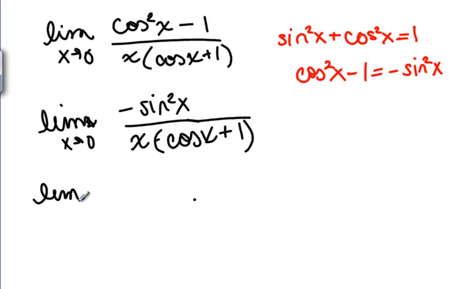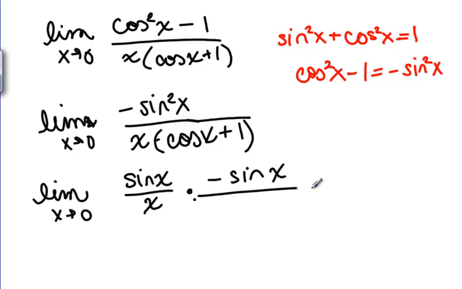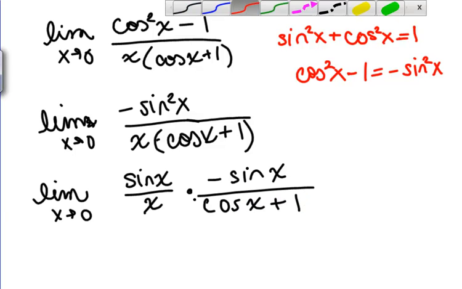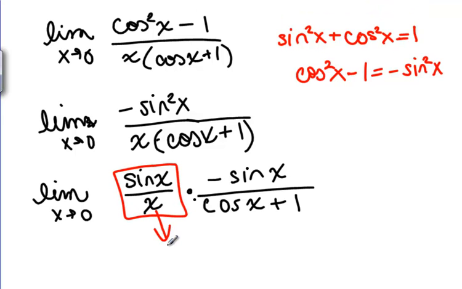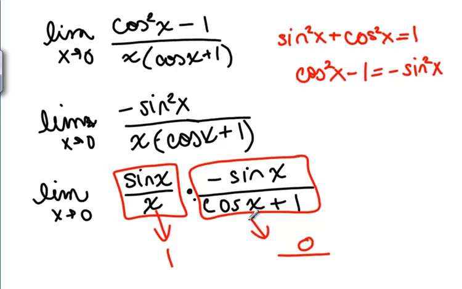So we're going to separate the limit we're working on now into two limits. We're going to have sine of x over x as x goes to 0 times negative sine of x over cosine of x plus 1. Now we know from the previous slide that this gives us 1. And this is going to go to sine of 0, which is 0, over cosine of 0, which is 1, plus 1. So it's 0. So this limit is 1 times 0, which is going to be 0.